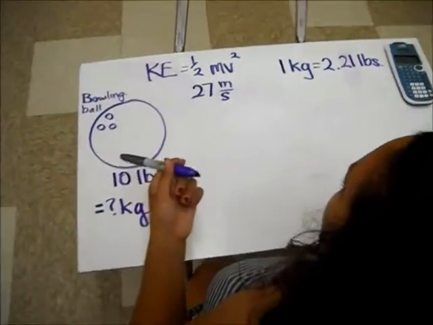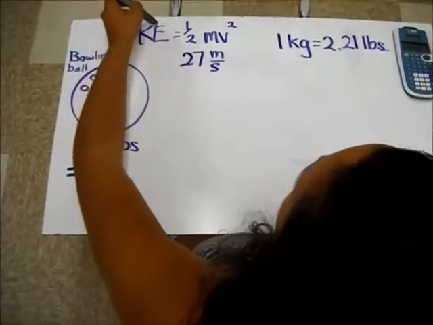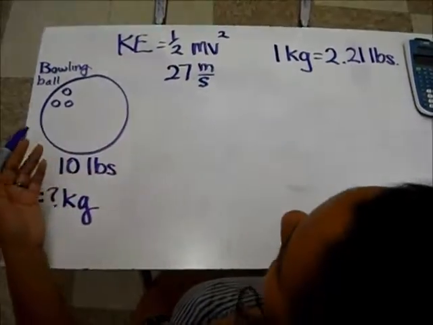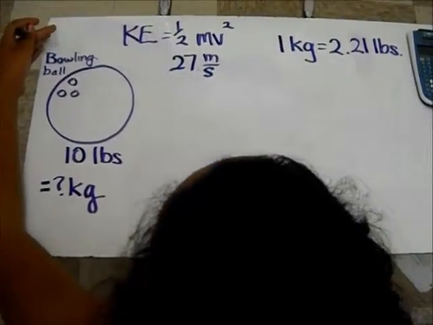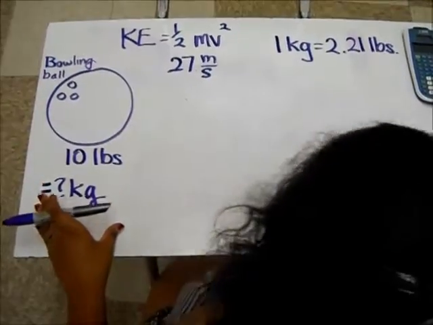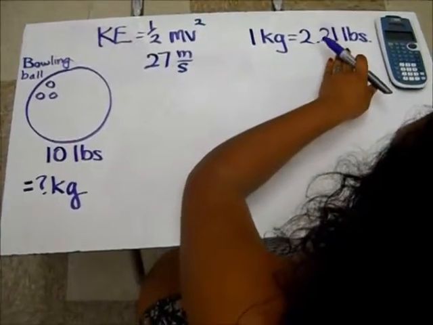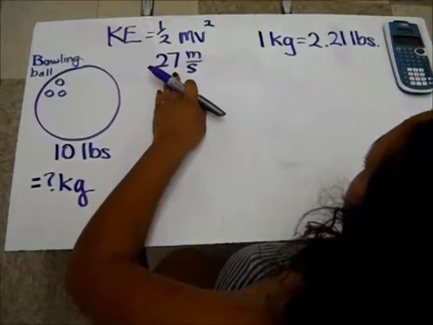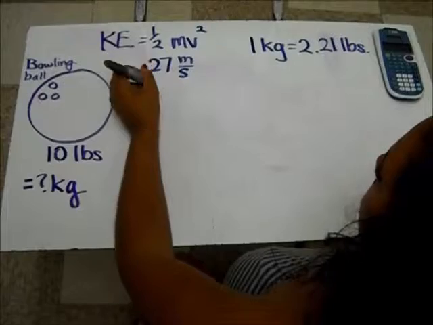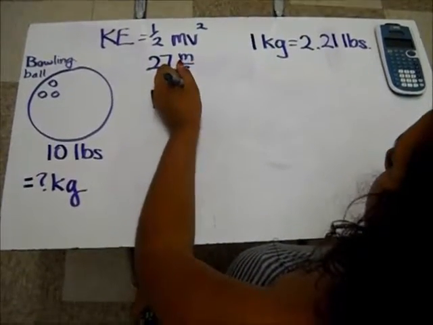We'll be doing all of the math examples for Unit 5. As we know, kinetic energy equals 1/2 mass times velocity squared. So I'll be using this example. Say we have a bowling ball that equals 10 pounds, but we want it in kilograms. Now I've given you 1 kilogram equals 2.21 pounds. The velocity equals 27. So first of all, we need to convert the 10 pounds into kilograms.